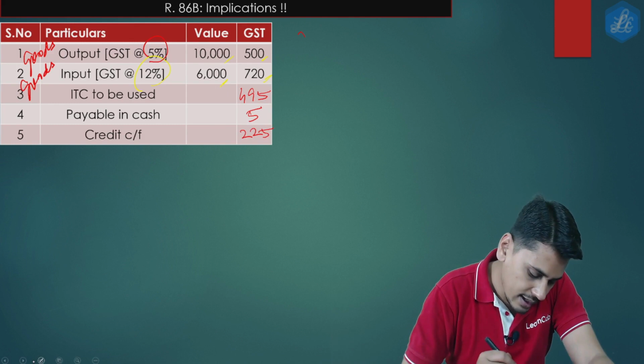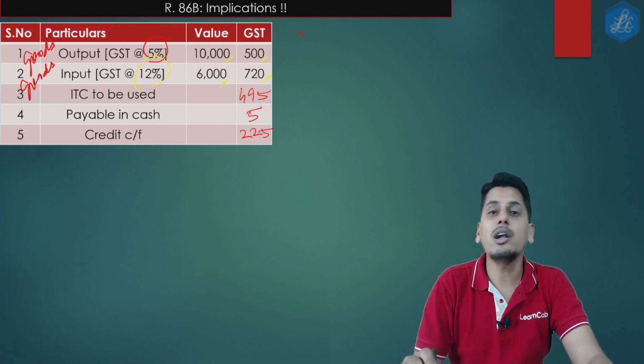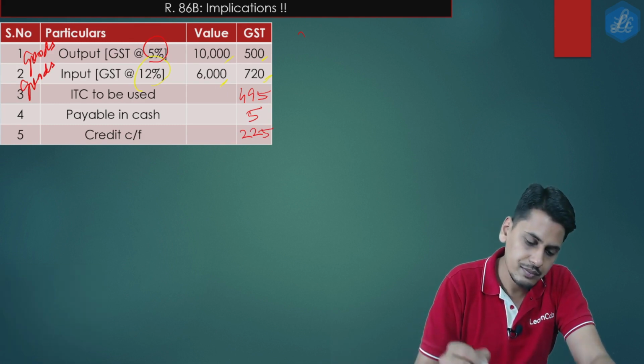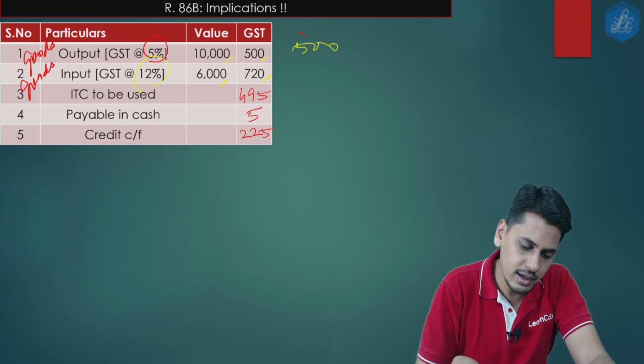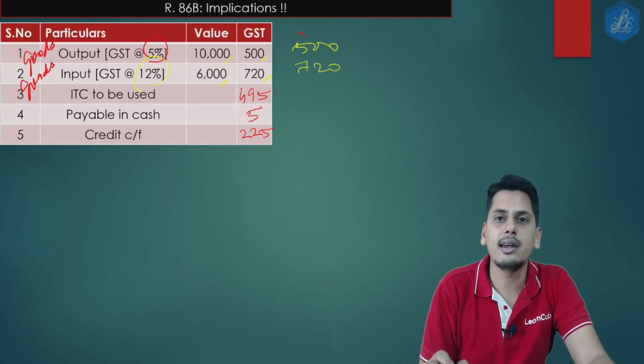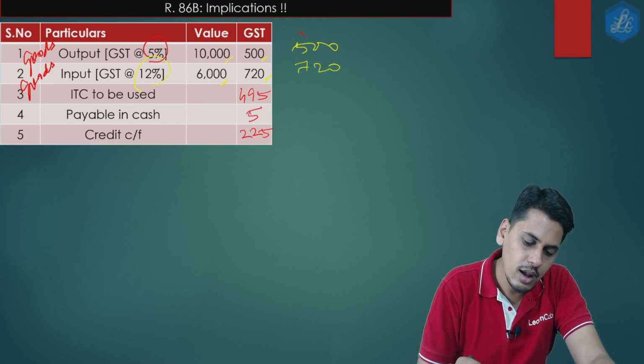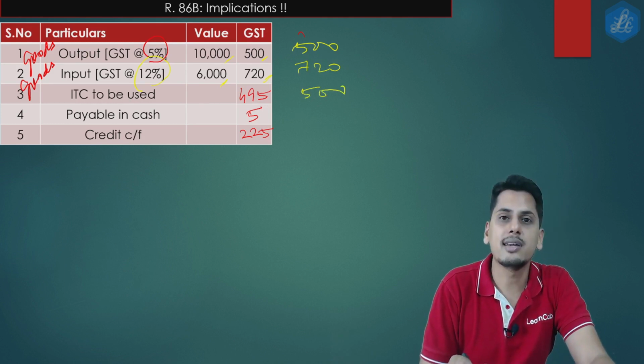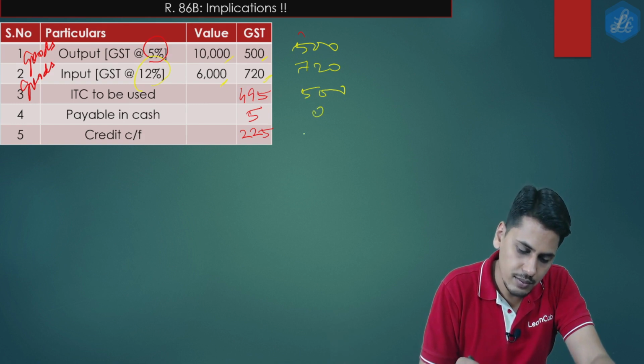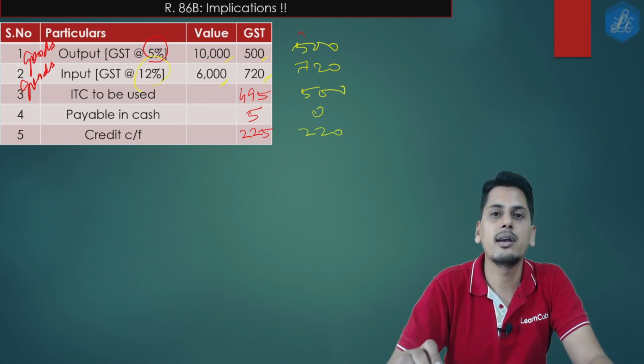Now friends, had the provisions of 86B not been there, what would have been the scenario? Output would have remained the same, 500, input 720, ITC to be utilized. He would have paid entirely from his credit ledger. From cash ledger 0, credit carry forward 220.